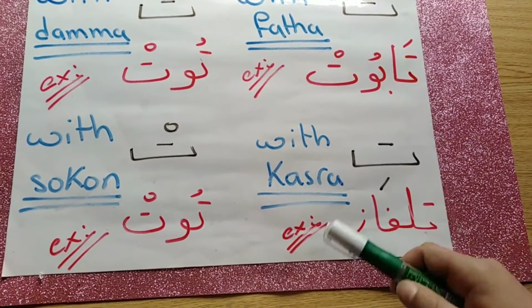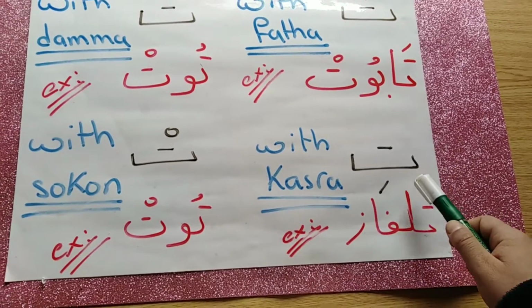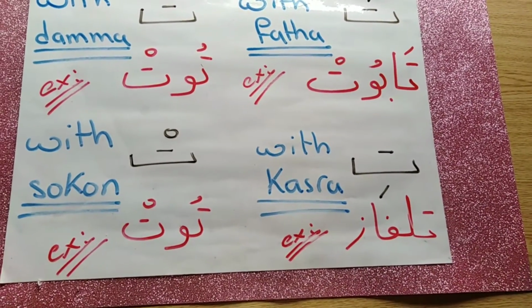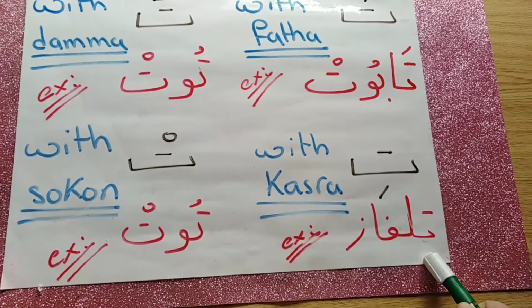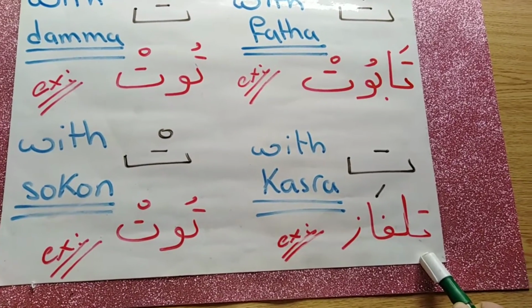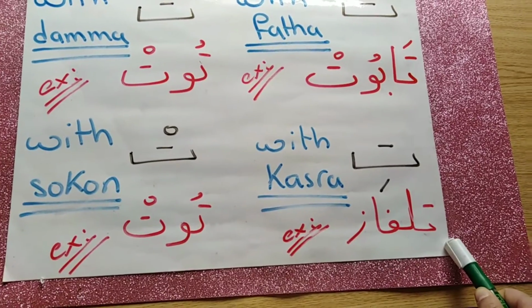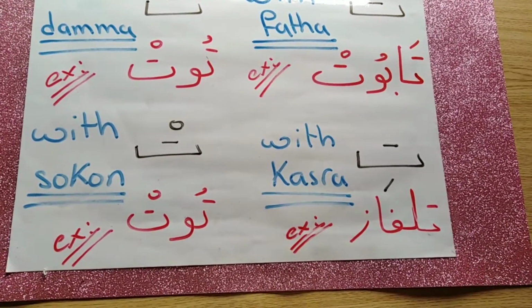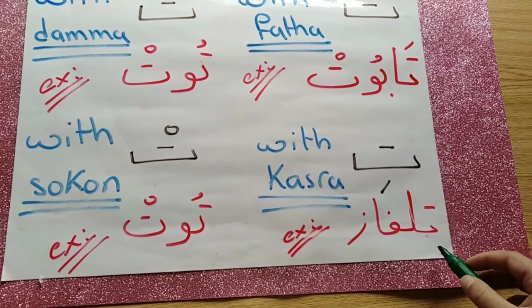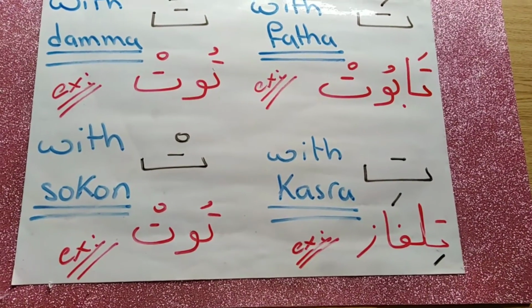Ta with kasra is ti. Ta with kasra is pronounced as ti. Example, tilfaz. The ta here has kasra and it means television.